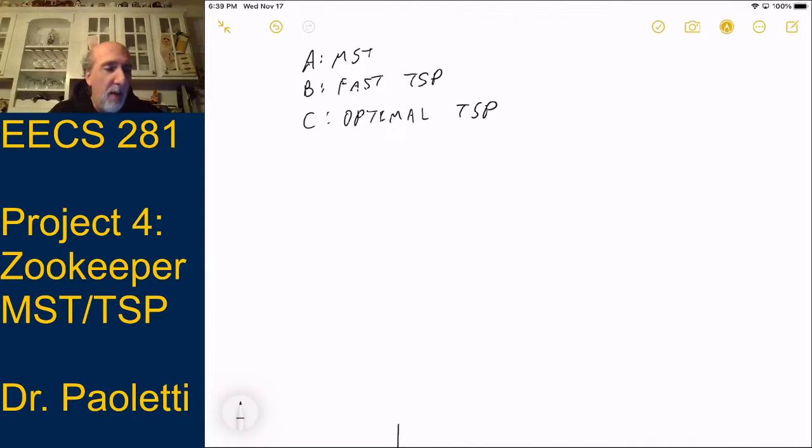Part C, the optimal TSP, comes from the backtracking branch and bound TSP lecture. And Part B is somewhat related to Part C, but you're going to have to do some of your own research. We'll talk about that a little bit later on. You want to do these in order, A, B, C. And that's because Parts A and B are going to be used later on in Part C.